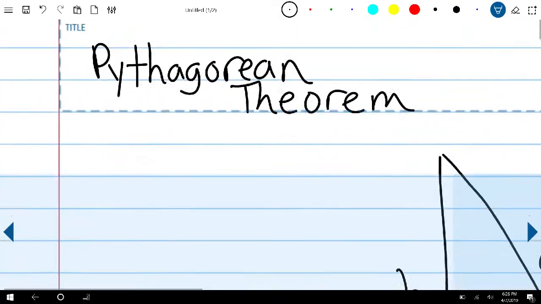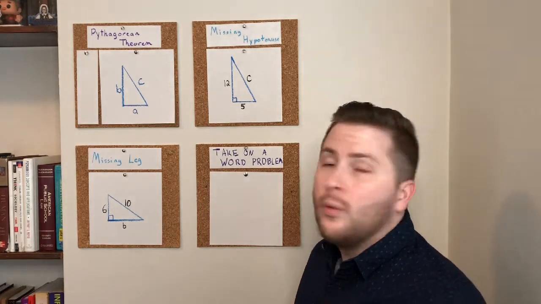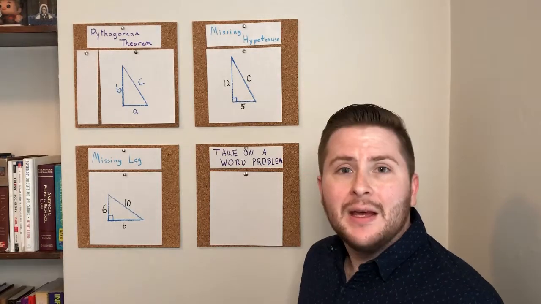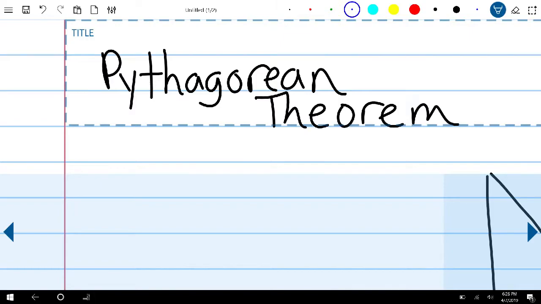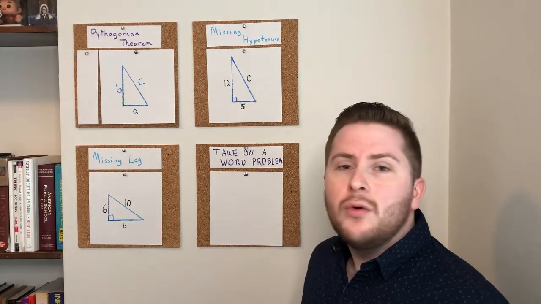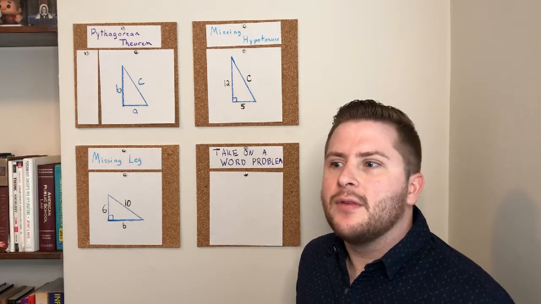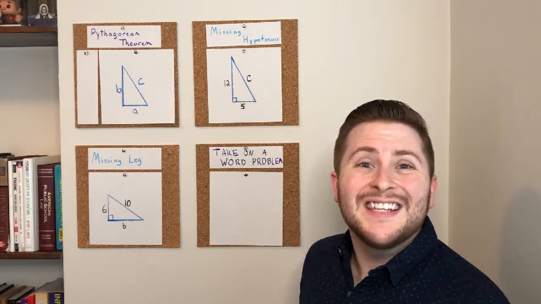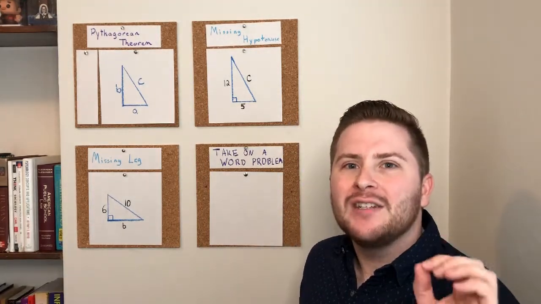theorem. So before we get into it, you have to understand A, what the Pythagorean theorem is, B, when you can use it, C, how you can use it. So when you are asked to use the Pythagorean theorem to solve for the missing length of a triangle, there's a few things you have to know. One, this can only be used with a right triangle.